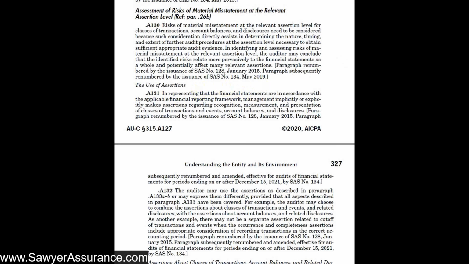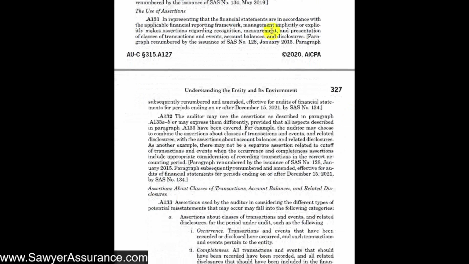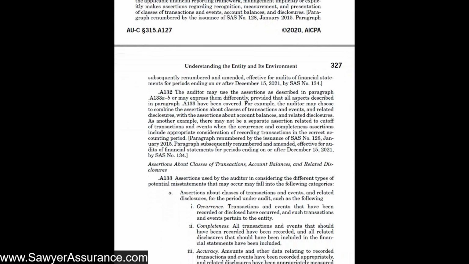So when management represents that the financial statements are in accordance with the applicable financial reporting framework, they're implicitly or explicitly making assertions regarding the recognition, measurement, and presentation of the classes of transactions and events, account balances, and disclosures. So when they tell us that the financial statements are in accordance with their financial reporting framework, they are asserting all of these things to us. And it's our job to go in and determine whether that assertion is correct or not. That's through further audit procedures that we will do. But first, we have to determine where our risks are that this assertion does not hold.